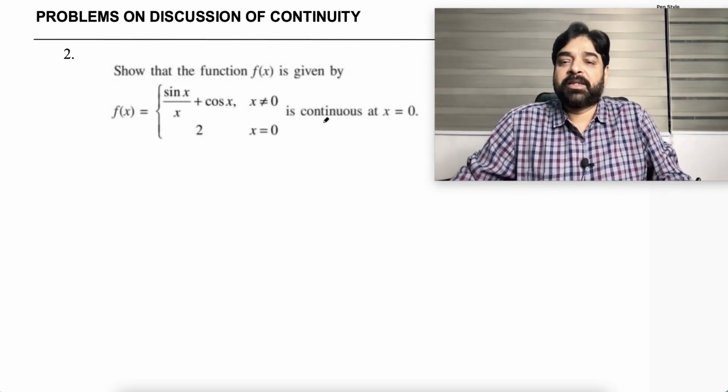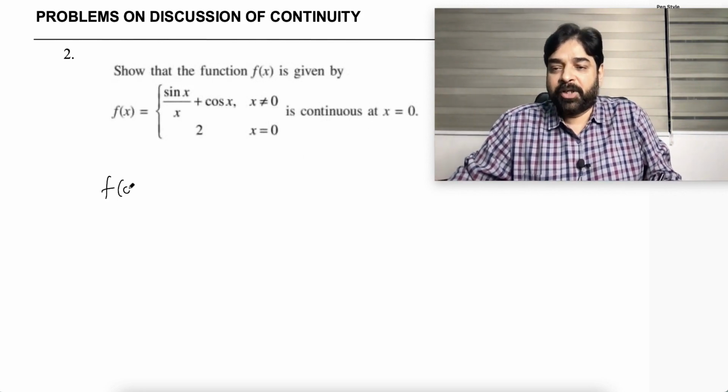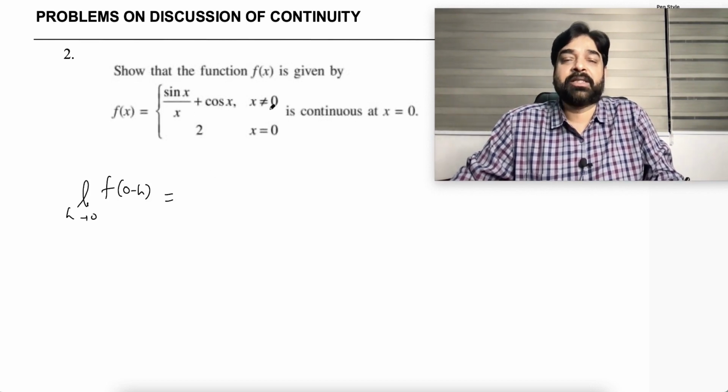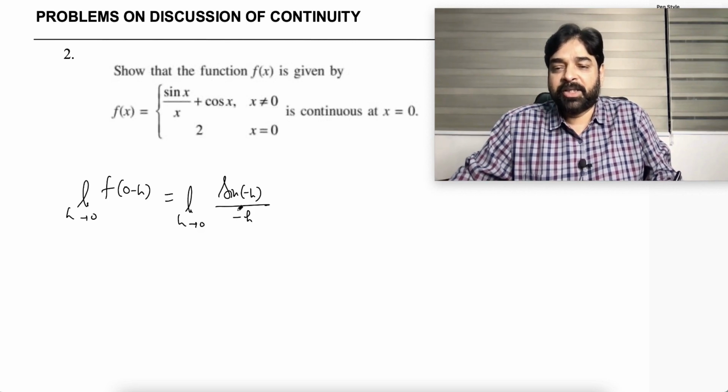Prove that this function is continuous at x equal to 0. So first we'll find out f of 0 minus h. Limit h approaches 0, f of 0 minus h will be defined from here, because for x not equal to 0, this is the function defined. So that will be limit h approaches 0 sin minus h by minus h plus cos of minus h. Yes or no?